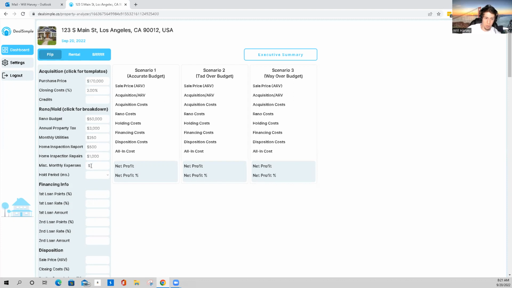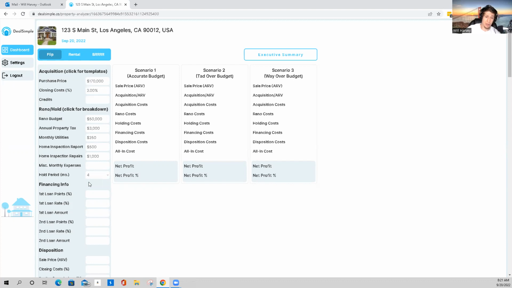And then this would be anything else such as an HOA fee, condo fee, whatever. This property that we bought wasn't in a homeowners association, so I'm going to leave that blank. And then I'm going to say that our hold period is going to be 4 months. Typically, we try to do that.